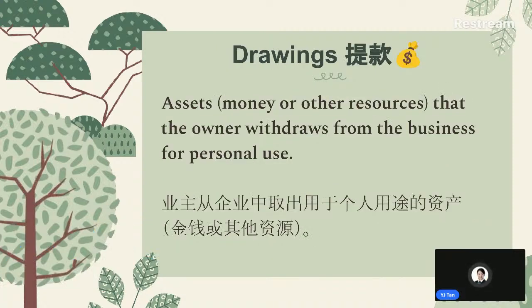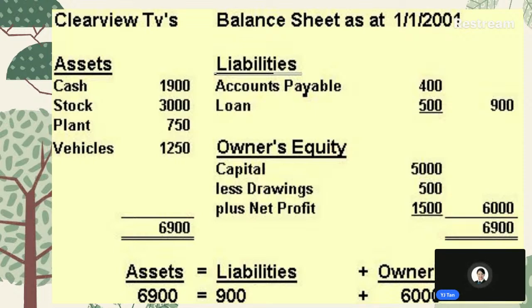Taking this note. In business, when you put money in as an owner, does that mean you can never take it out? Not true. You actually can take it out. The definition of drawing is an asset, which is money or other resources, that the owner withdraws from the business for personal use. Sometimes, instead of withdrawing cash, the owner can withdraw goods or inventory for personal use, which is possible. Okay, so that is the definition.